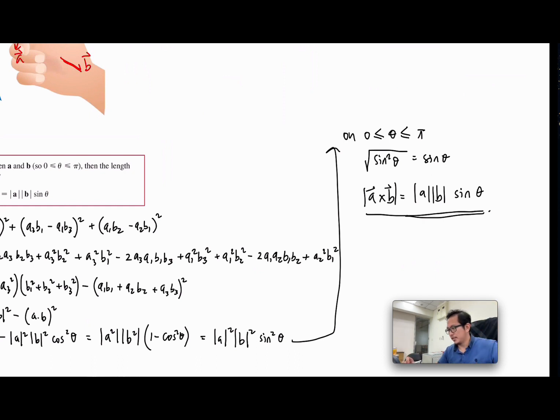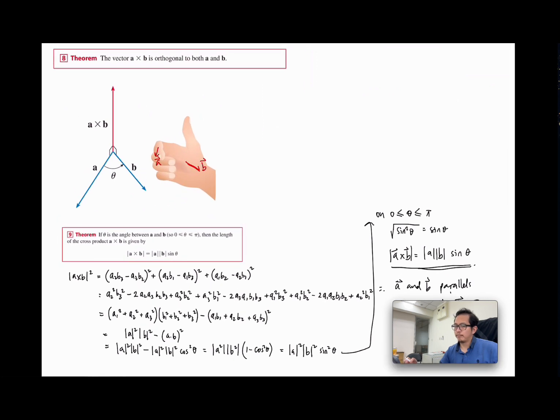And of course, the A and B parallels when theta is 0, which means the cross will be 0. Okay? Okay, last few things, just additional.